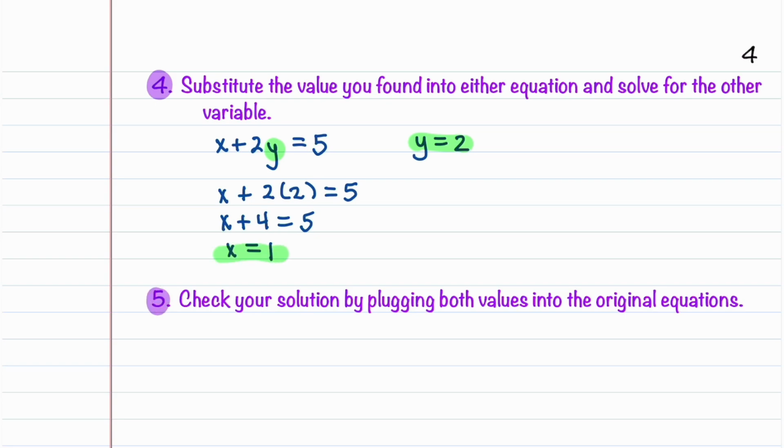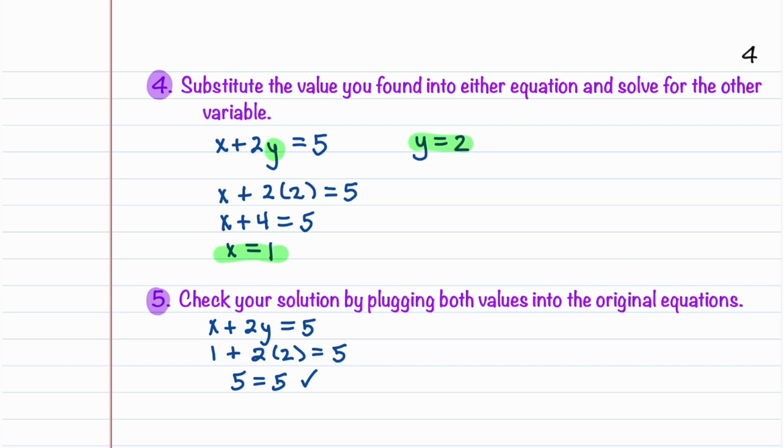All we have to do in our last step is just check to make sure that these solutions are correct. And we're going to do it the same way that we did with substitution. We're going to plug our values for x and y into our original equations. Our first equation was x plus 2y is equal to 5. So let's plug in x is 1, and then we'll plug in y is equal to 2. So we get 5 is equal to 5.